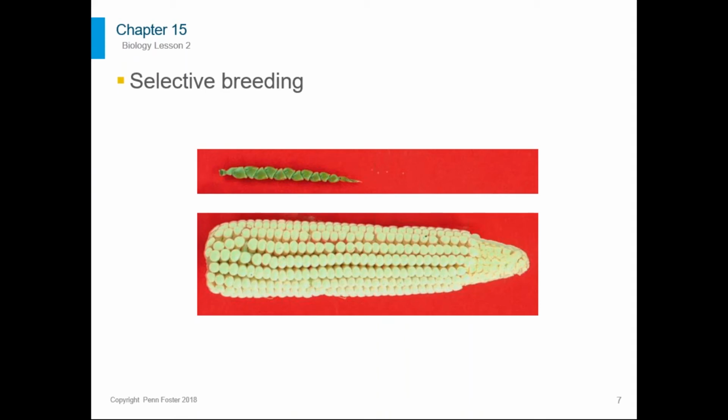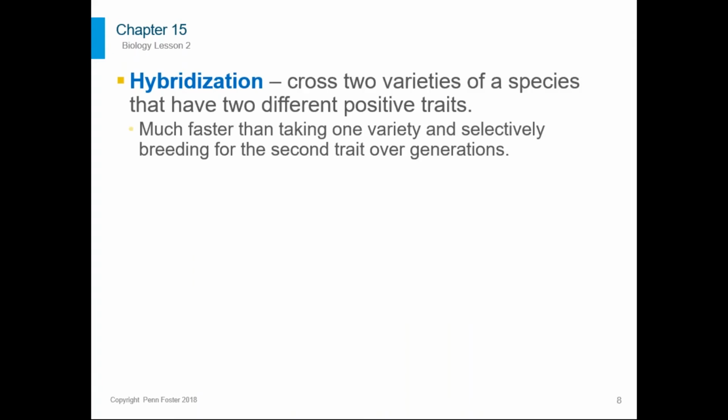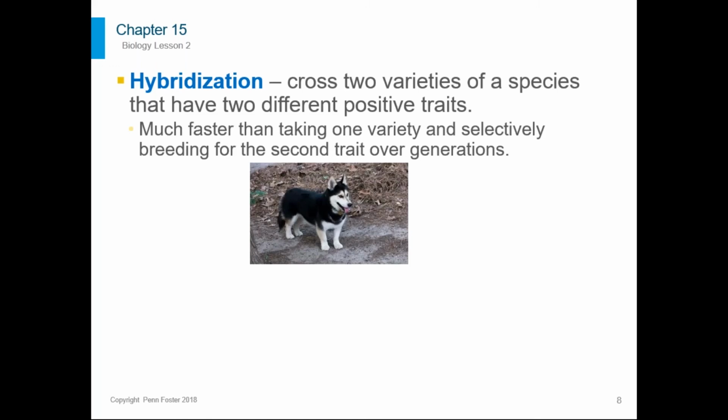So we show you this to show you the big changes that we've made in both plants and animals just by selective breeding. And something that helps that is hybridization. So hybridization is crossing a variety of a plant or animal that has a desired trait with a variety that has a different desired trait and hoping that the cross has both traits. This is usually done with different varieties of the same species.